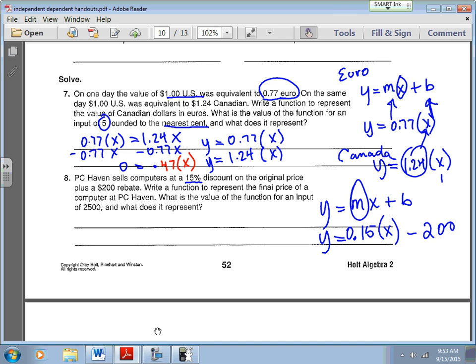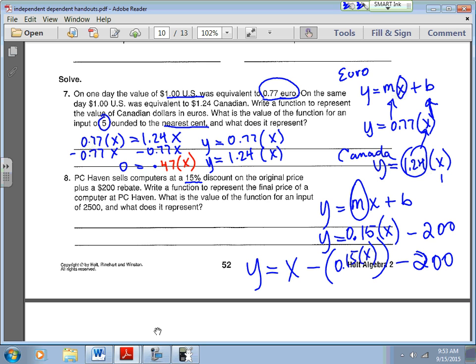X is your... go ahead and say it again for me. Y equals x minus parentheses x times 0.15. Okay, good. And then close that, minus 200, perfect. When you do it like that, whatever you get from that is your final price.